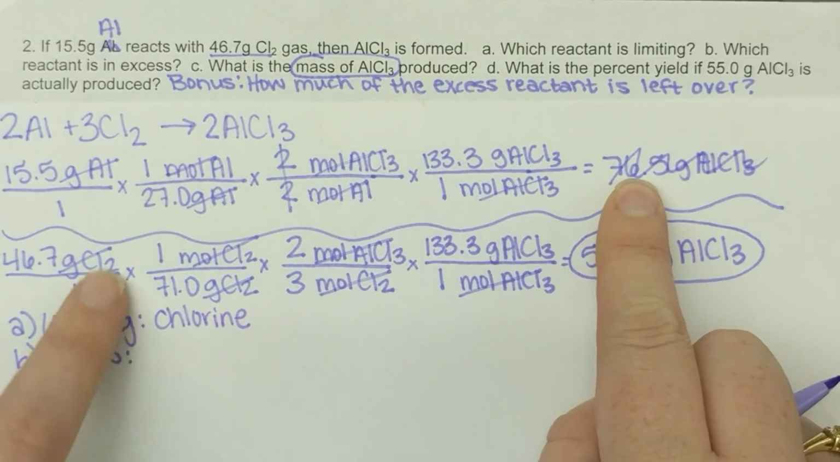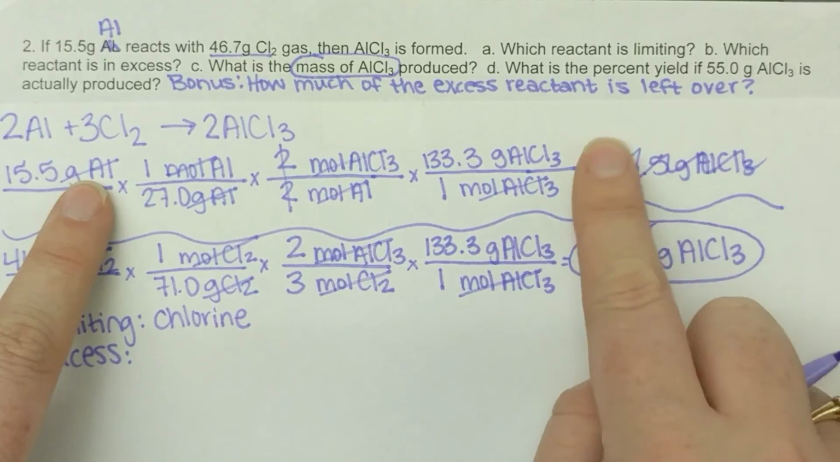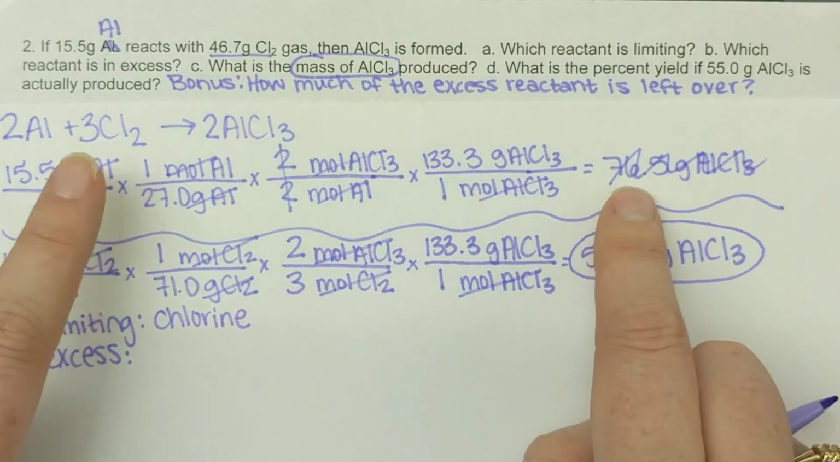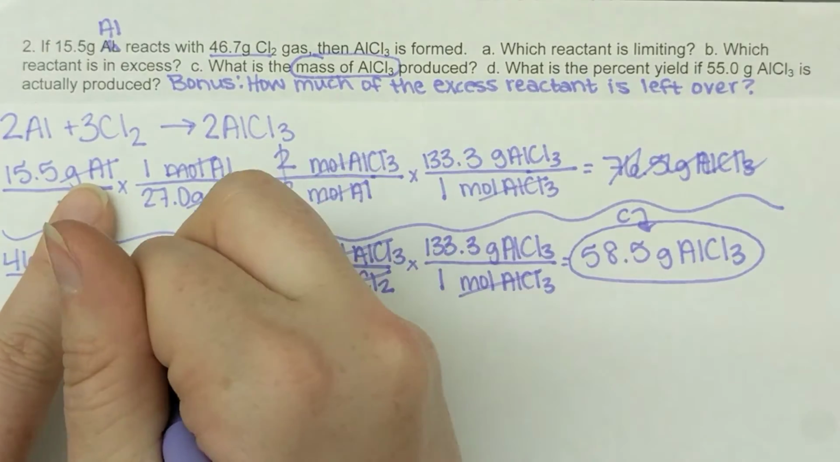Excess is the bigger answer. So aluminum was able to get me more. Since it doesn't get all the way to 76, it stops at 58, there's going to be leftover aluminum.